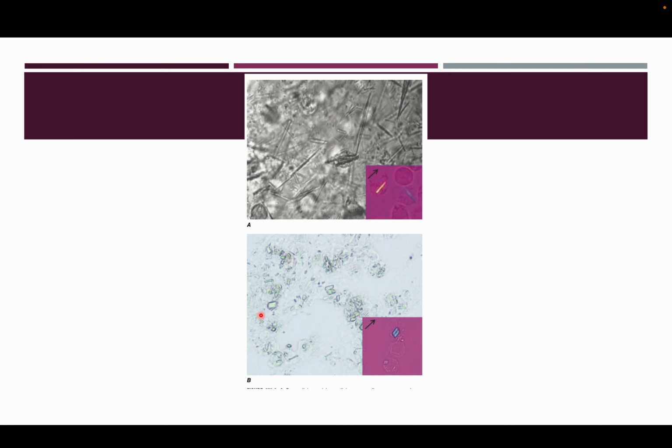Here you can see a rhomboid crystal, which is positive. Blue color is positive birefringence, yellow color is negative birefringence. This positive birefringence is seen in the case of CPPD, calcium pyrophosphate deposition disease. CPPD is positively birefringent, whereas gout is negatively birefringent. And one more thing, Milwaukee shoulder, where we discussed calcium phosphate crystal deposit, that is also positively birefringent, whereas a stacking coin appearance is seen.